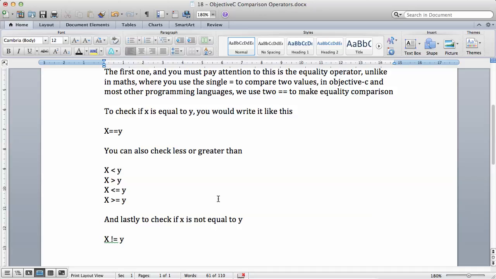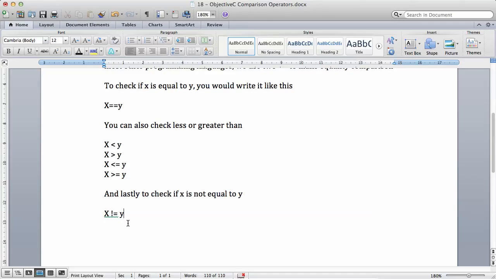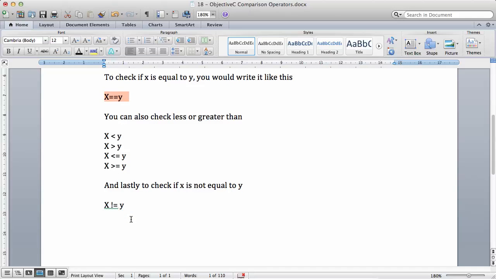And lastly, you can check if x is not equal to y, and you use the exclamation mark to denote not. So if you want to check if x is not equal to y, then you can use this exclamation mark followed by equals. This is how you check it. This is the opposite: x is not equal to y is the opposite of x equals y. So anytime you want to check the opposite of equality, you use the exclamation mark then equals.